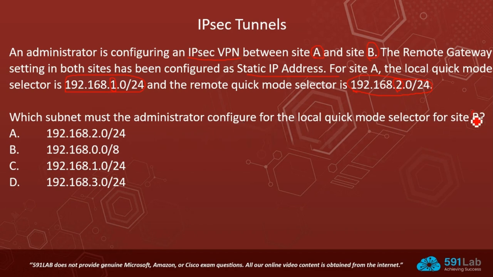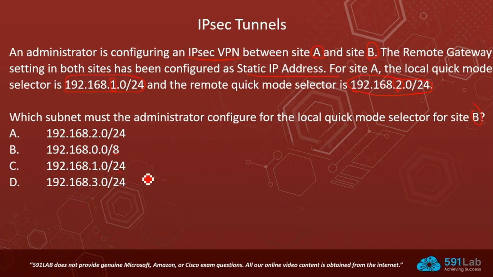Okay, let's check the answers. Answer A, 192.168.2.0/24. Answer B, 192.168.0.0/8. Answer C, 192.168.1.0/24. Answer D, 192.168.3.0/24.